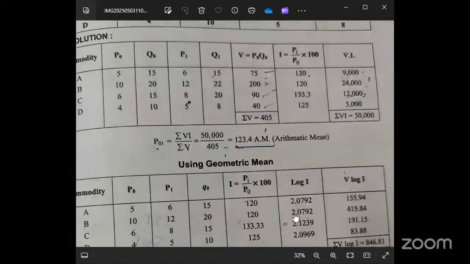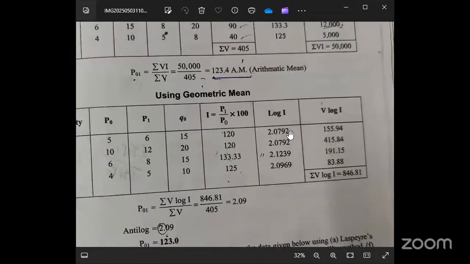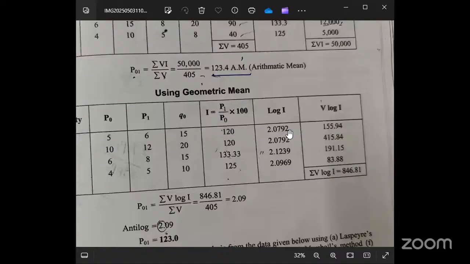So similarly, till here it is understood. Like same we need to do, but what we need to find out? What is log 120? Log 120 is 2.079. So next like that we need to do. So what we need to do again? Log I into V values. What are V values? into 75.